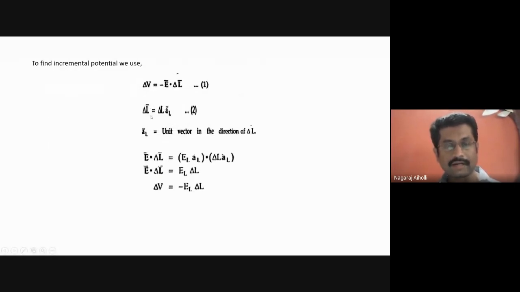Here delta L bar is the incremental length. To represent the incremental length, we have to use the magnitude along with the direction. The magnitude is given by delta L and the direction is given by the unit vector AL bar. The unit vector AL bar gives the direction, delta L gives the magnitude. Then AL bar is a unit vector in the direction of delta L bar. Then we can write E bar dot delta L bar.